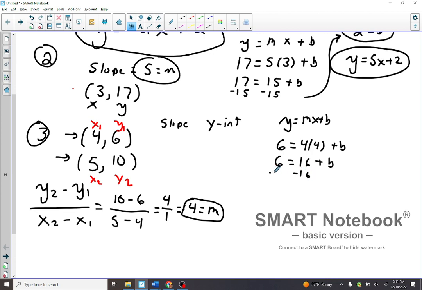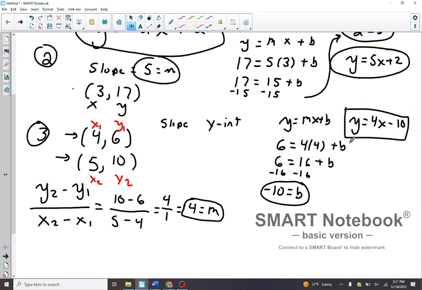Minus 16, minus 16. 6 minus 16, that's going to become a negative number. -10. -10 equals b. I found my slope. I found my b. Put it together. Y equals 4x minus 10, so that's a -10. That's your final answer. That'll be on the front of the page. Does anyone have any questions about y equals mx plus b? This is slope-intercept form. That's going to be on the front page.